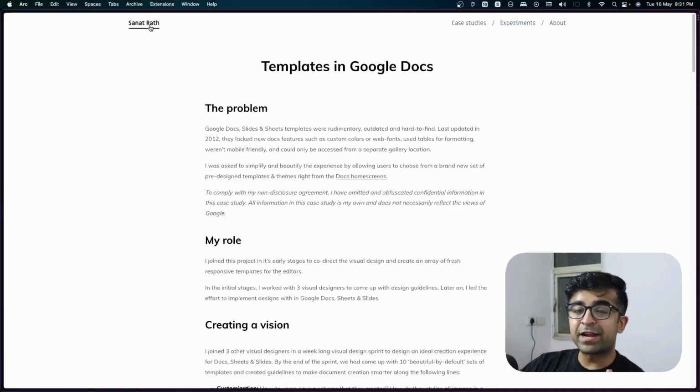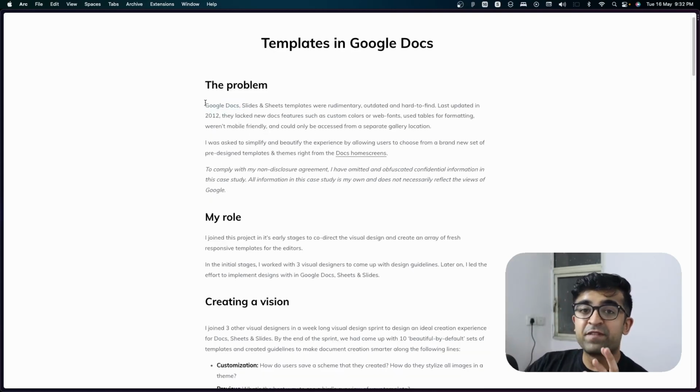The first one we have right here is by Sanath Rath, who was a designer in the Google Docs team. And the best part about this portfolio project I like is the problem statement is right there in front. It is so clear that in the first three lines, you get to know the issue with Google Docs. They showcase how outdated the product is, how many features this product actually lacks, as well as what kind of technical limitations were also existing. So even if a person just browses through the first three lines, he knows what the project is all about.